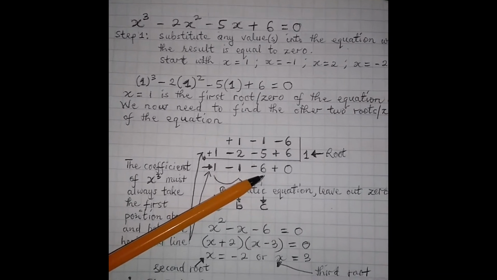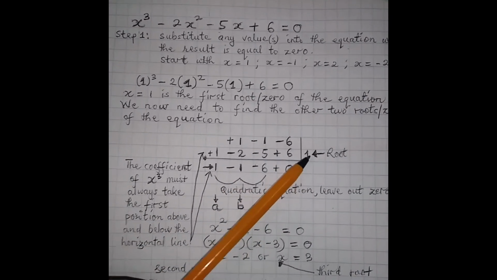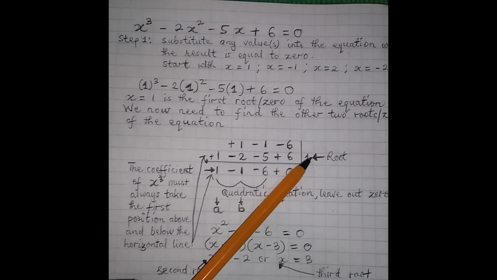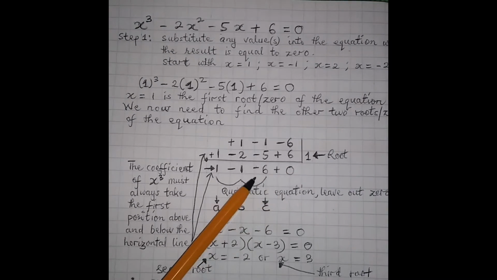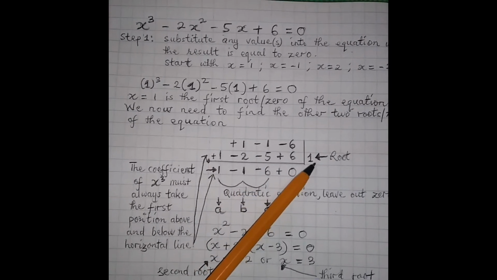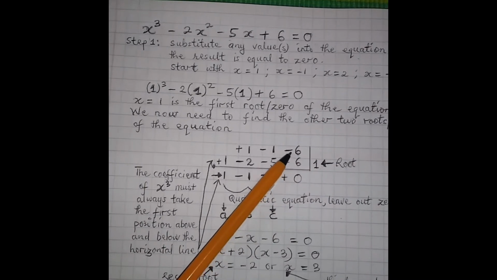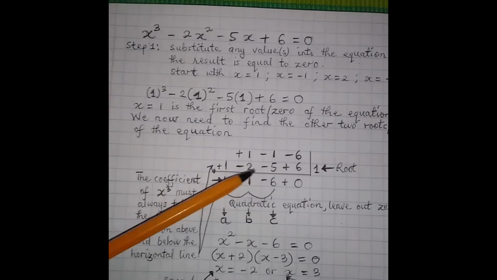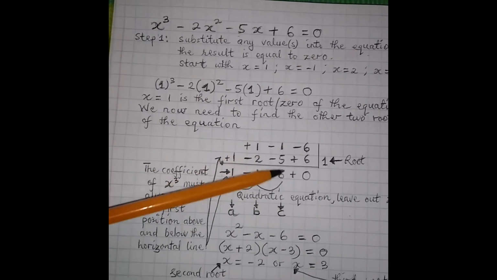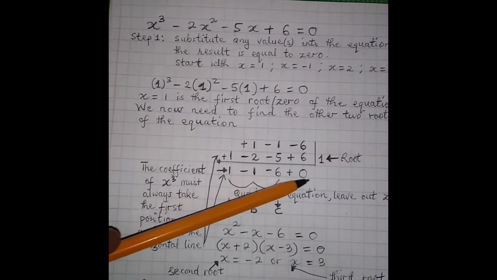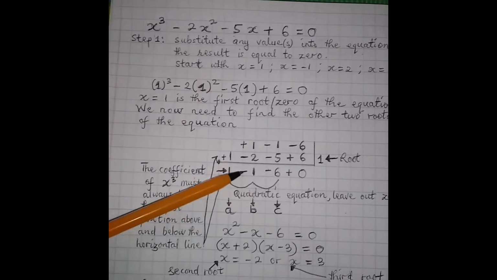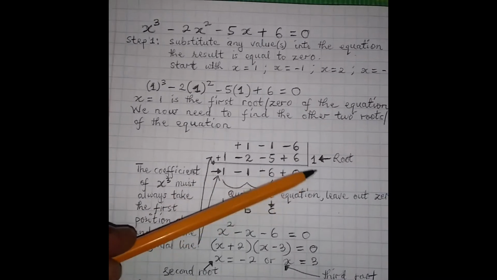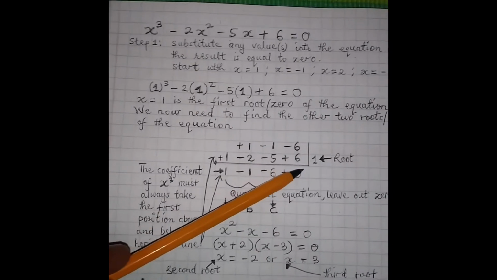Whatever you get here, -6, use it to multiply the root here. Again, it gives you -6 because -6 times 1 will give us -6. Now -6 plus this value will give us 0. Remember that all these vertical values are adding to give you the results at the bottom. But whatever value you get at the bottom, you use it to multiply the root here and write it.